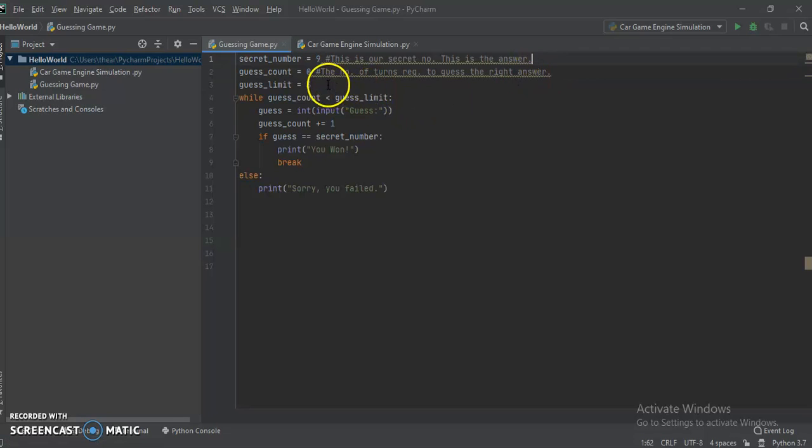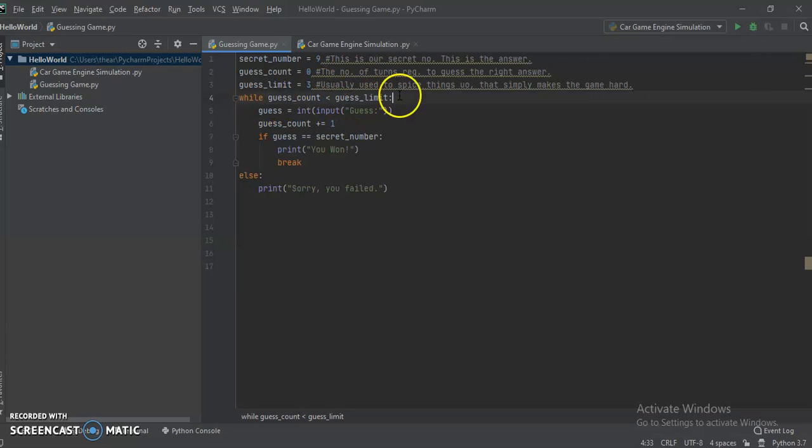Now, the next thing, guess limit. Guess limit is usually used to spice things up, that simply makes the game hard. Okay? It makes the game hard because no one wants to play a very easy game and let their opponent win, right?